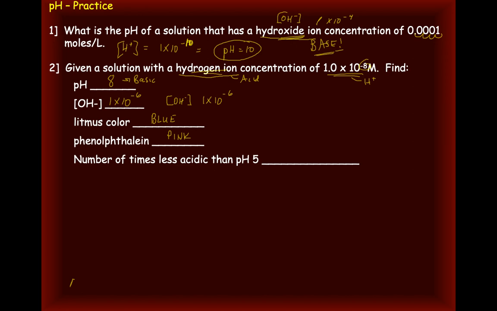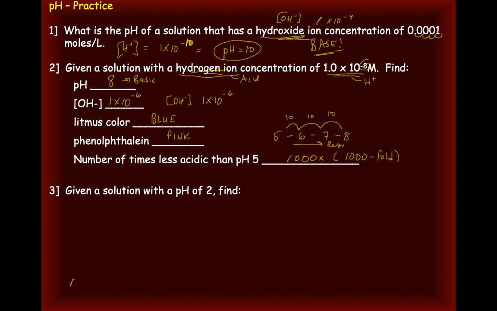Number of times less acidic than pH 5. Each time you go from 5 to 6, to 7, to 8, you've gone 1, 2, 3 steps. So it would be 10 and 10 and 10. Because you're going from pH 5 up, this is less acid. You would be 1,000 times less acidic. Sometimes they can say 1,000-fold. 1,000-fold and 1,000 times mean the same thing.